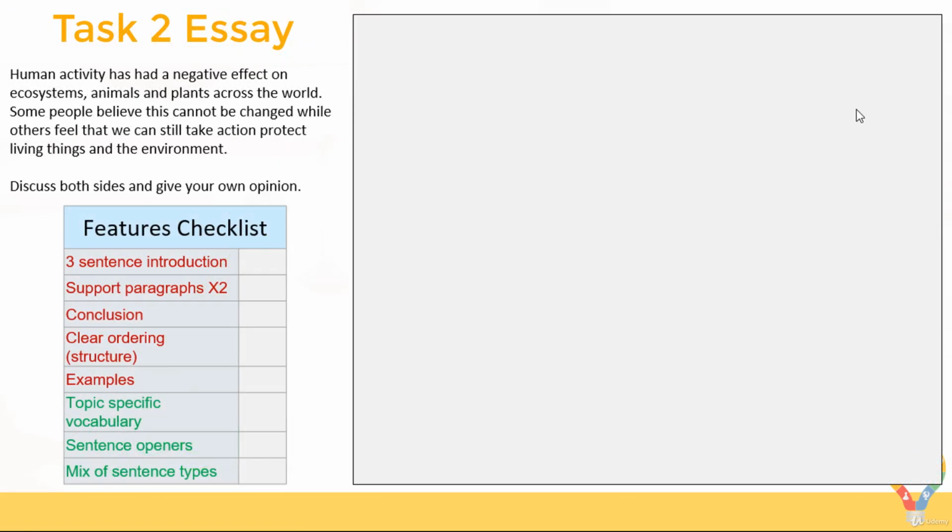To begin our essay, we will need to include our 3-sentence introduction paragraph. Now, we learnt about this a few lessons earlier, and if you can't remember exactly what the 3-sentence introduction is, I do suggest you go back and have another look. But quite simply, the sentences are paraphrase, plan, and outline. So that's what I will do to kick off my essay.